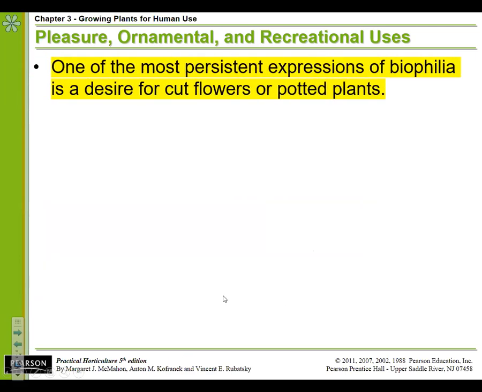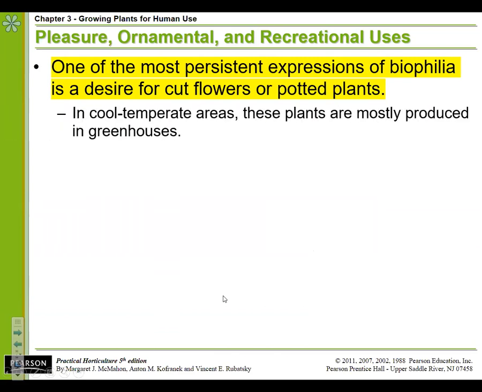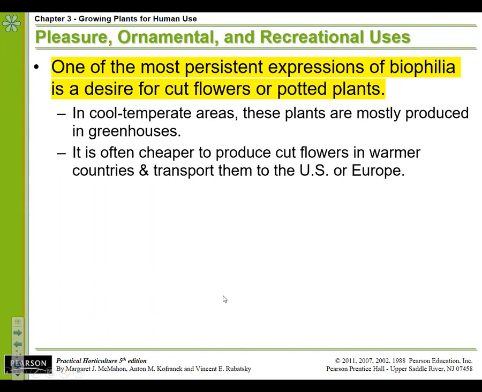So that is actually one of the most persistent expressions of biophilia, our desire for cut flowers and potted plants indoors. And I would also say, though, that even though there's that aspect of it, they can perform a function, especially the potted plants in homes. They can actually work to help clean indoor air. So biophilia is not only psychological, it can also be practical.